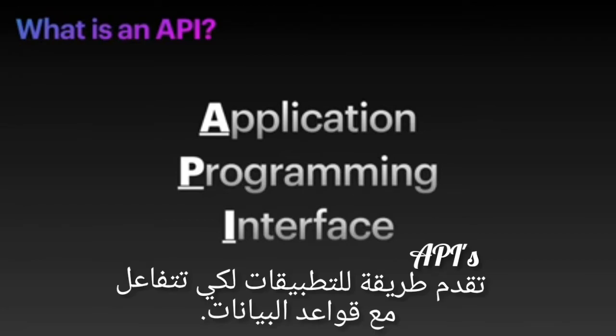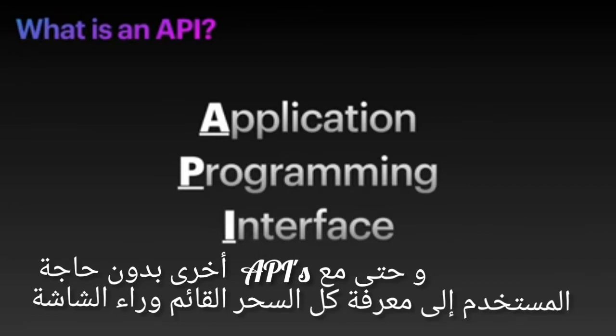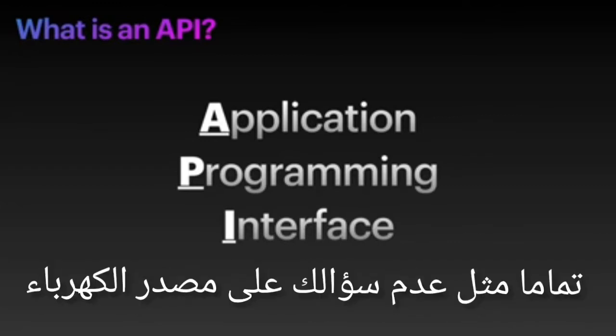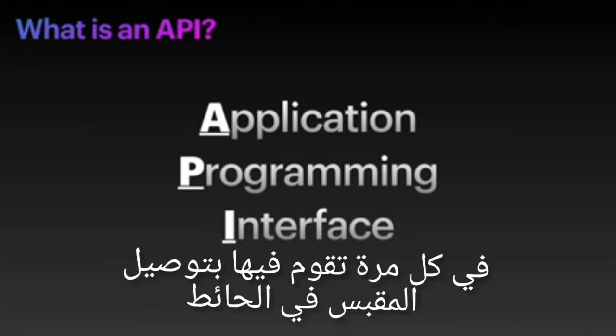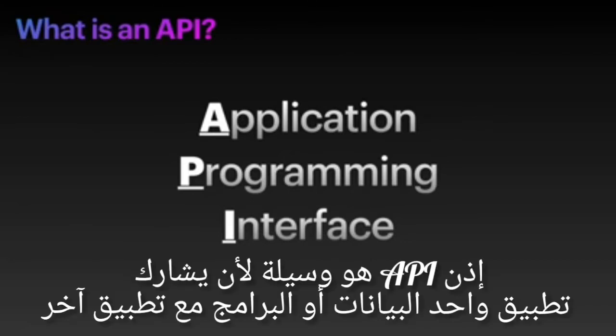APIs give applications a way to interact with databases and even other APIs without the user needing to know about all the magic going on behind the scenes. Just like you don't question the source of the electricity every time you plug into the socket in a wall. So an API is a way for one application to share data or software with another application.